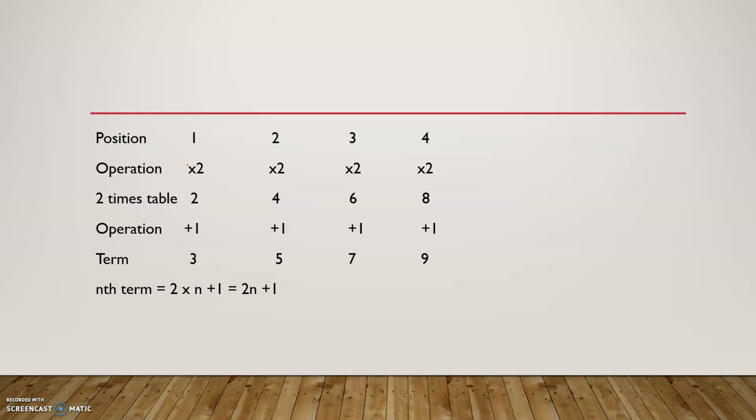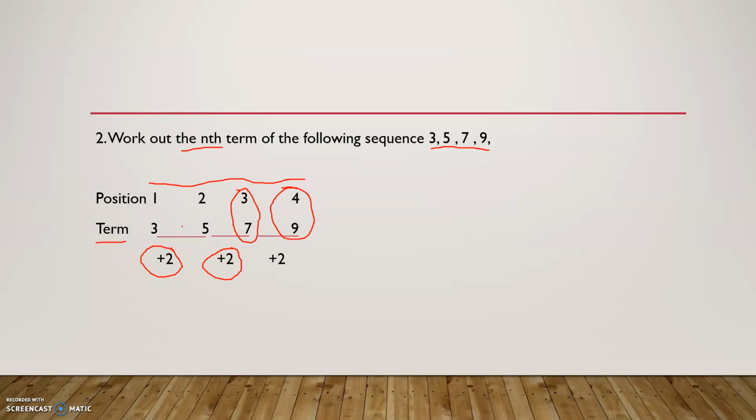So we go position 1, 2, 3, 4. What we have to look for is how we go from position to term. You can see position 1 is 3, position 2 is 5, and it is increasing by positive 2, plus 2 each term. So how are we going to go from position 1 to 3?